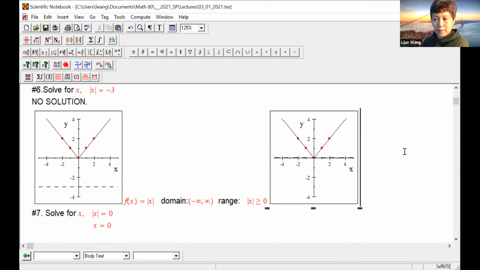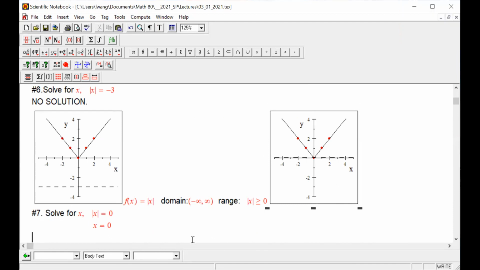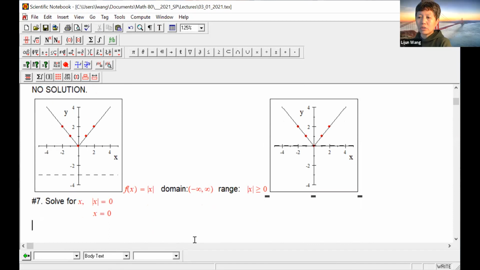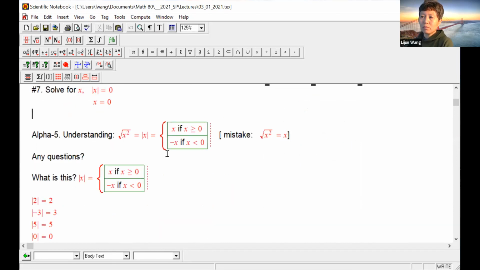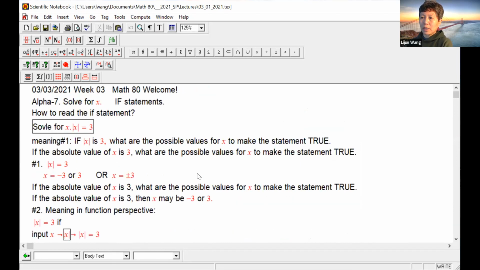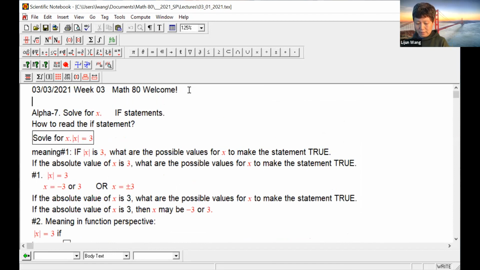Yes? So 3 meanings, 3 interpretations, they're all consistent. It's just a different perspective. Next, I want to take you guys to alpha 8.